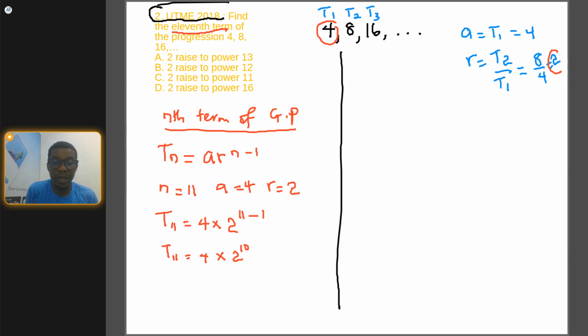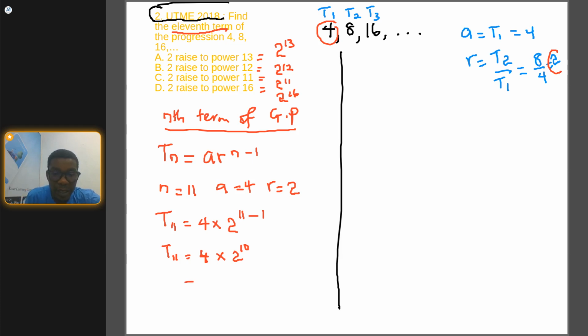Now, looking at the options you have here, you need to ensure your answer is in alignment with the options. The first one says 2 raised to power 13. The next one says 2 raised to power 12. The next one says 2 raised to power 11. And the last one says 2 raised to power 16. If you multiply it out with your calculator or normally, you will not get what you have in the options. Your answer has to be in index form. That is what the question is requesting.